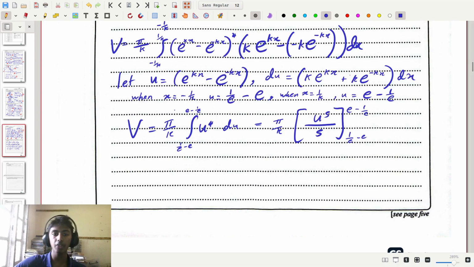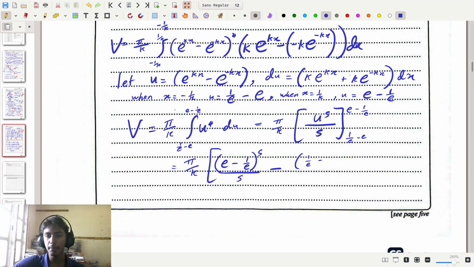Now if we substitute these things in here, what we're going to get is pi divided by k multiplied by this bit, which is, if we substitute in the limits, u to the power of 5, we're going to get e minus 1 divided by e to the power of 5 divided by 5, and then minus the second limit, which is the lower limit, 1 divided by e minus e to the power of 5 divided by 5.